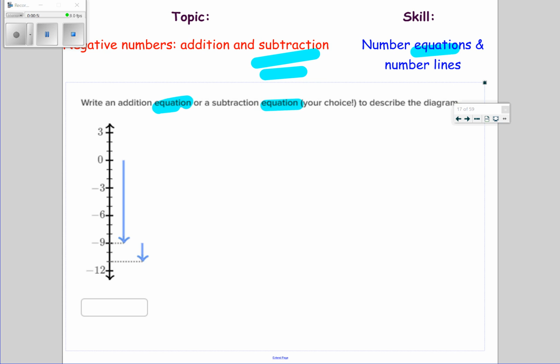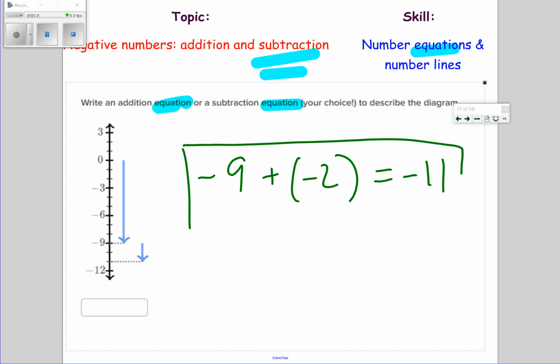Write an addition equation or subtraction equation. So let's do the addition equation. This first number here, if you start at 0 and you go down 9, that would be negative 9. Plus, we're going down another 2 more, so plus negative 2. So negative 9 plus negative 2 equals, where do we end up? Negative 9, negative 10, negative 11. So that's the addition equation. Negative 9 plus negative 2 equals negative 11.